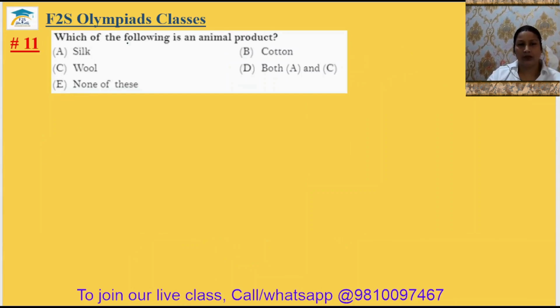Question number 11. Which of the following is an animal product? Silk is an animal product obtained from silkworm. Cotton is the plant product obtained from cotton plant, and wool is obtained from sheep, goat, rabbit, like these animals. So that's why option C. So answer should be option D. 11th answer is option D.